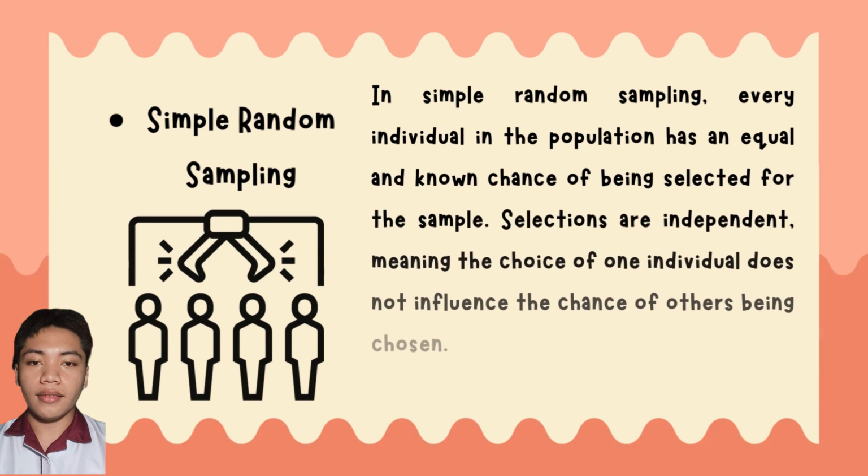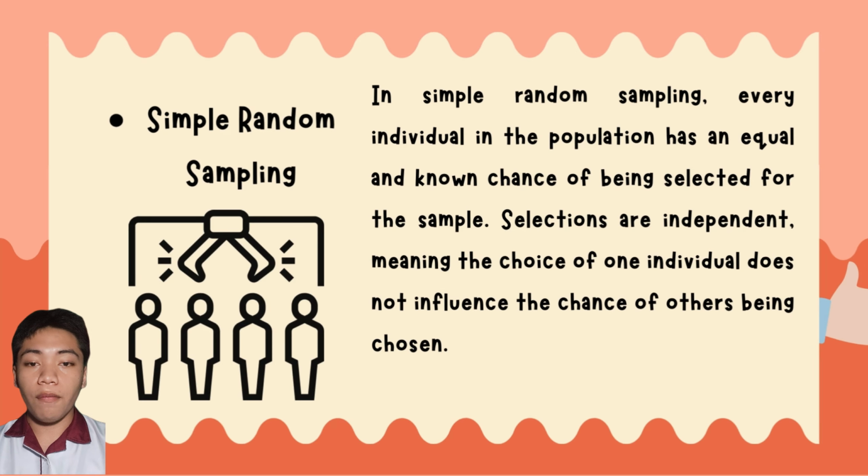Simple random sampling. Simple random sampling is a type of sampling method where every individual in a population has an equal and known chance of being selected for the sample. Selections are made independently, meaning that the choice of one individual does not influence the chance of others being chosen.